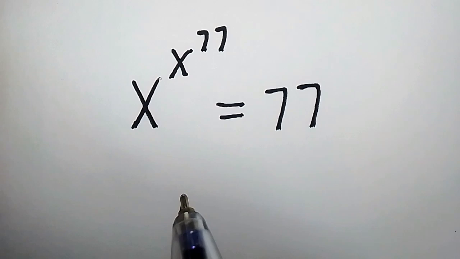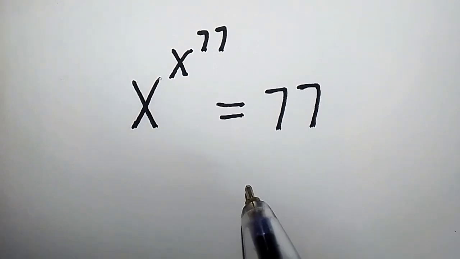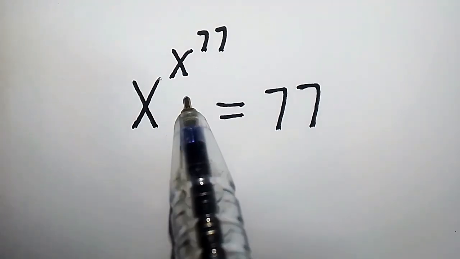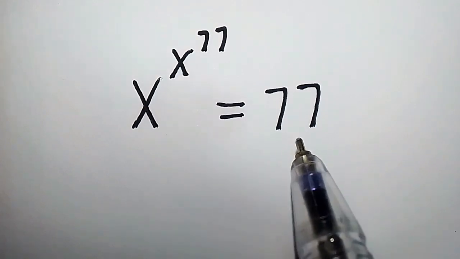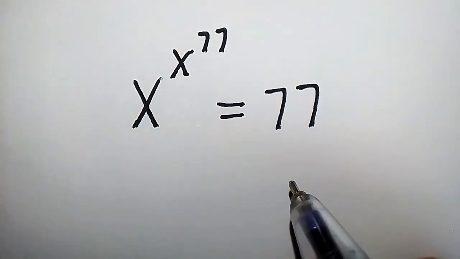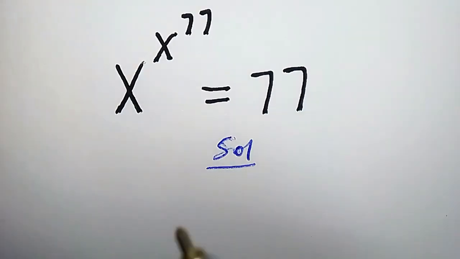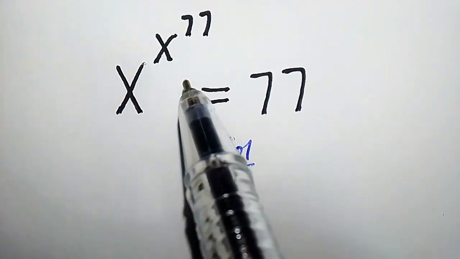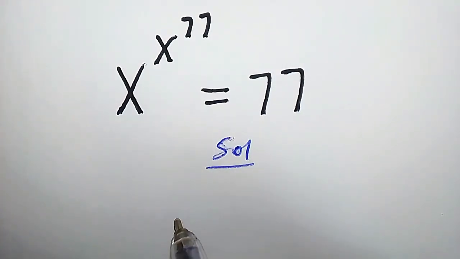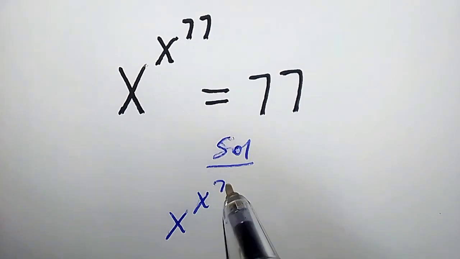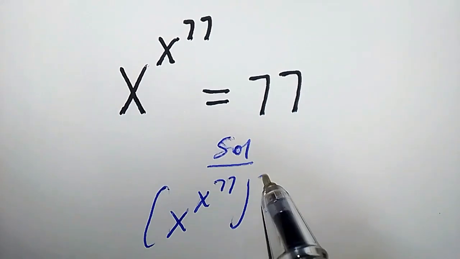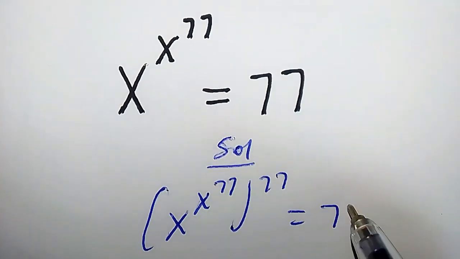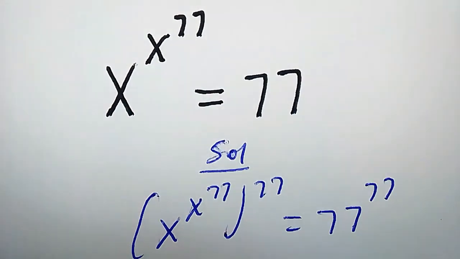So, let's take a look at another similar problem. You can pause the video and try to solve before watching. x to the power of x to the power of 77 equal to 77. How do we find the value of x? Solution. As we did earlier, let's first raise both sides to the power of 77. So we're going to have x to the power of x to the power of 77, all to the power of 77, equal to 77 to the power of 77.